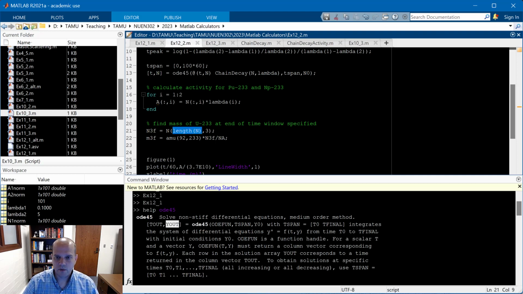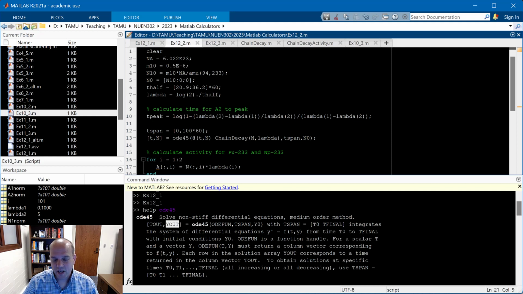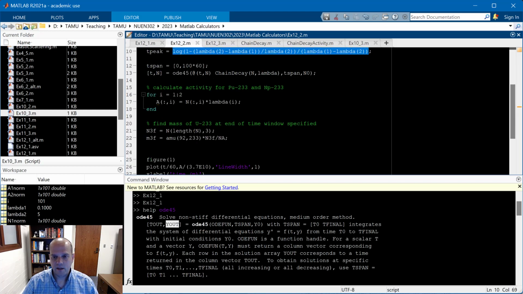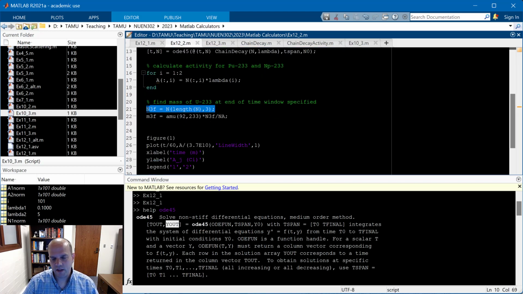And so we'll end up coming back up here and change this from 100 minutes down to this t peak, whatever that ends up being. And that then will allow me to use this to find the total number of atoms at the end of the simulation. And then by knowing the fact that this is now uranium, so 92 protons, 233 nucleons, U-233, and again the total number of atoms and Avogadro's number, and then plot the results.